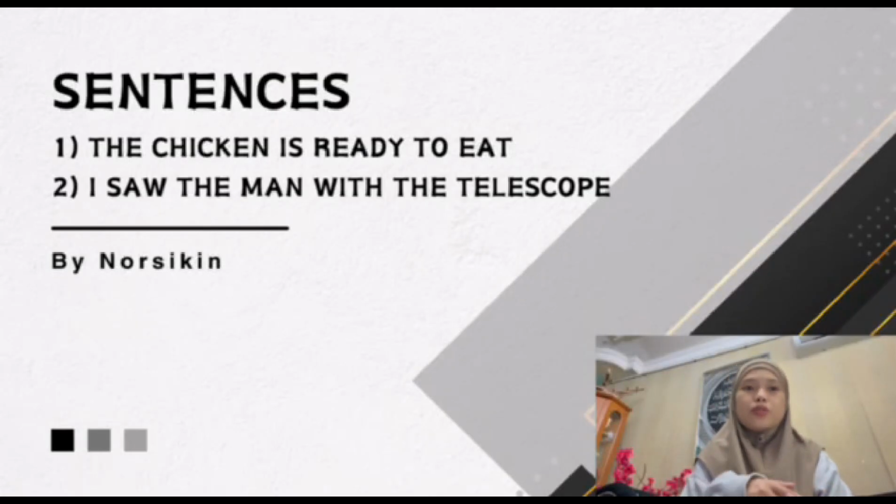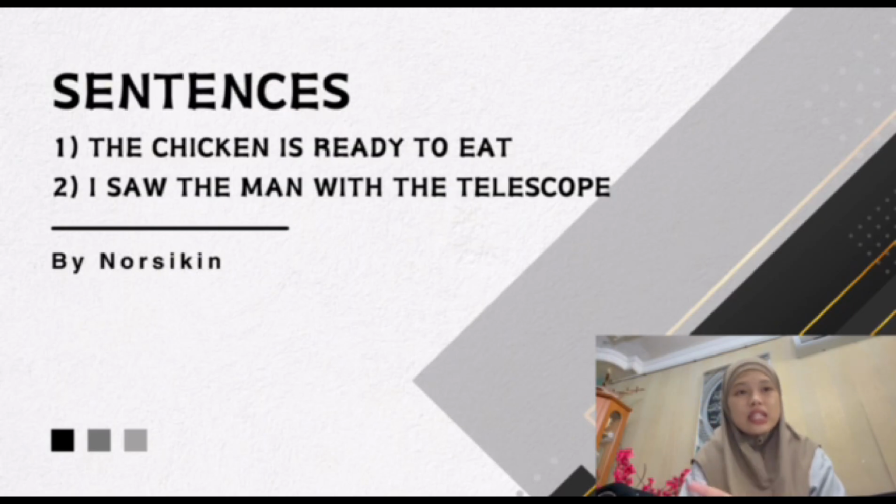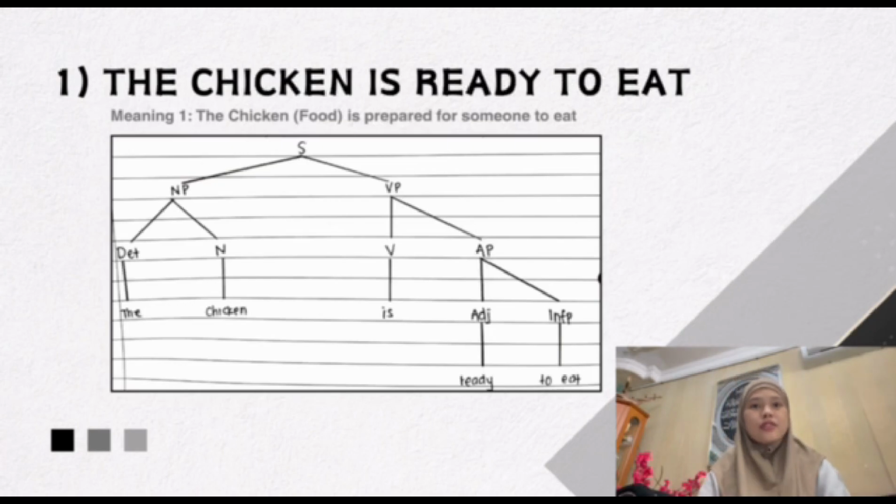Today I would like to present my part. I give two sentences. The first sentence is "The chicken is ready to eat," and the second sentence is "I saw the man with the telescope." Let's look at the sentence "The chicken is ready to eat." This sentence is ambiguous, which means it has two different meanings depending on how we read it.